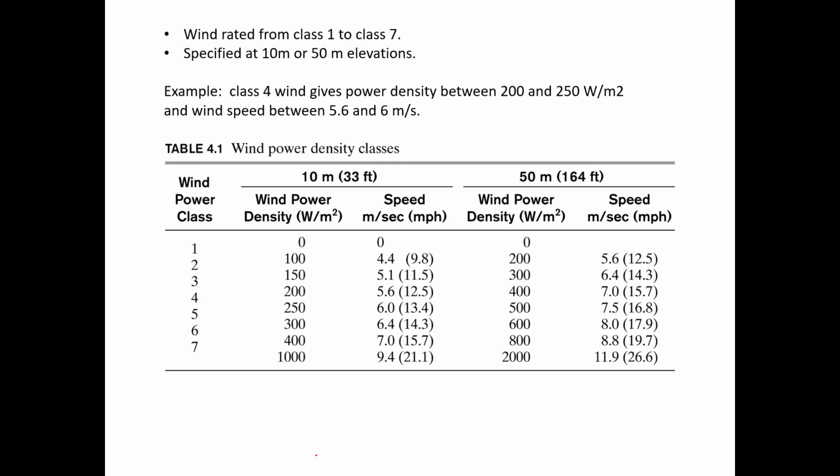So for example, you can see on this table, you have the 7 different wind classes, right? And that gives you the wind power density and the speed at 10 meters and at 50 meters. So for example, class 4 wind gives a power density between 200 and 250 watts per square meter and a wind speed between 5.6 and 6 meters per second.